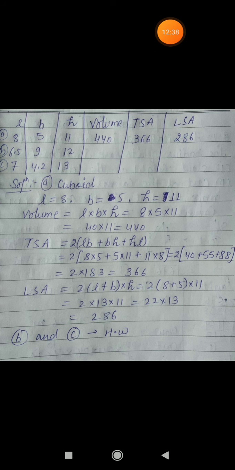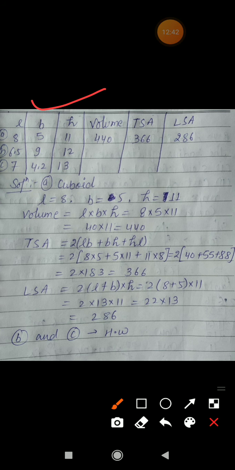Okay, so here this is a table, and in this table the values of length, breadth and height are given, and then you have to calculate the volume, TSA and LSA. LSA means lateral surface area, TSA means total surface area, and volume you very well know, the amount that helps to fill that type of shape.